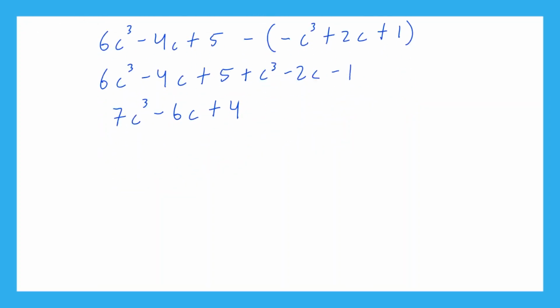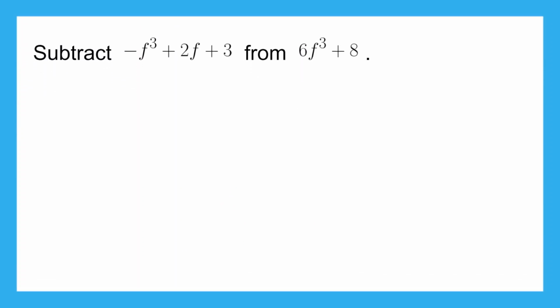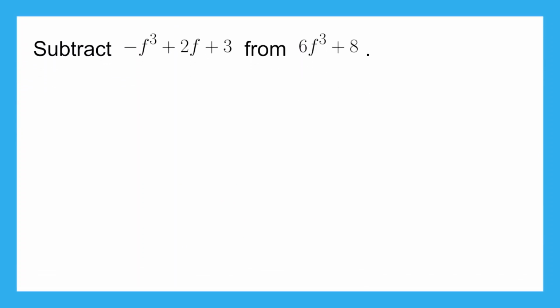So for this third and last example, we're going to have to exercise our ability to convert language into mathematical expression. So first, let me read this, and then we'll talk about how to write this correctly. So it says subtract negative f cubed plus 2f plus 3 from 6f cubed plus 8.